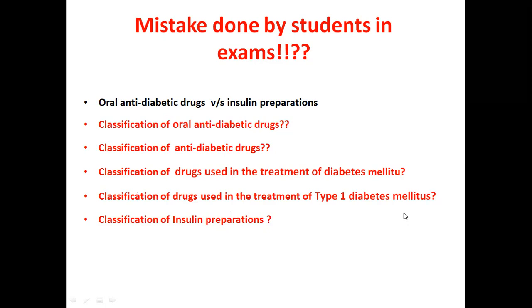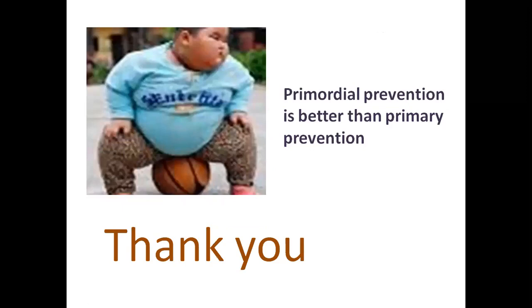So if they ask either type 1 diabetes or insulin preparations, your answer should include the classification of insulin preparations. If they ask oral anti-diabetic drugs, you have to write the drugs which enhance insulin secretion, the drugs which decrease insulin resistance, and the other drugs, whatever I have told. So make sure whether the question has oral or doesn't have oral, or is about treating type 1. Keep these things in mind while writing an answer for this question. Hope this will help you all. Thank you.